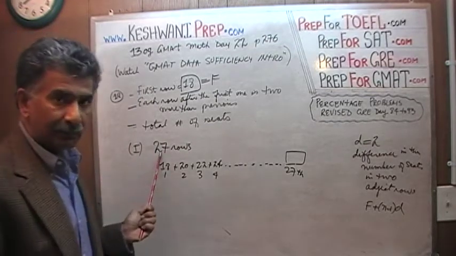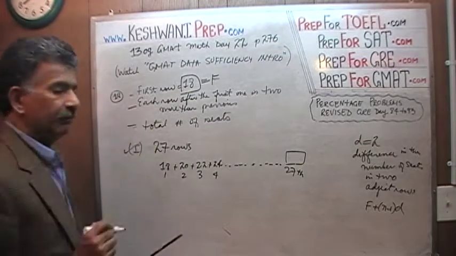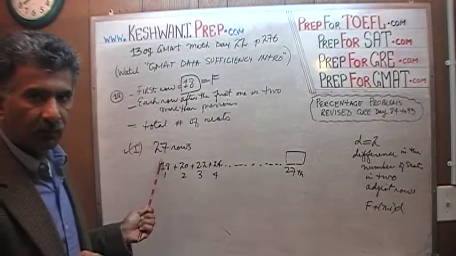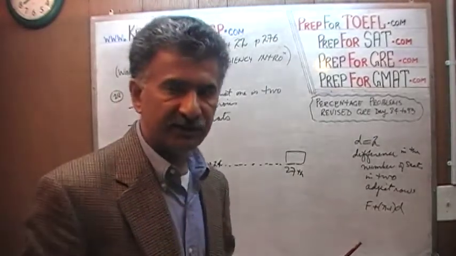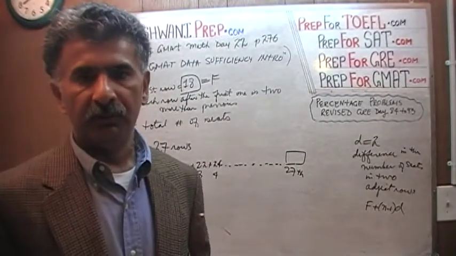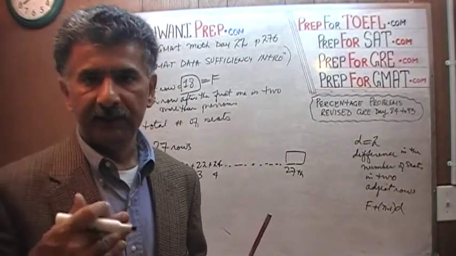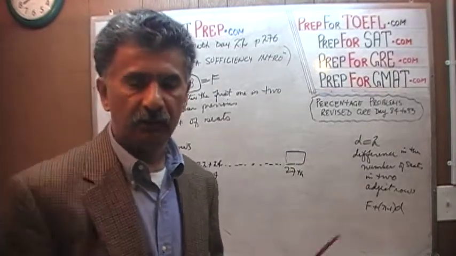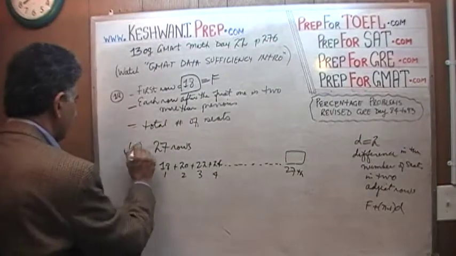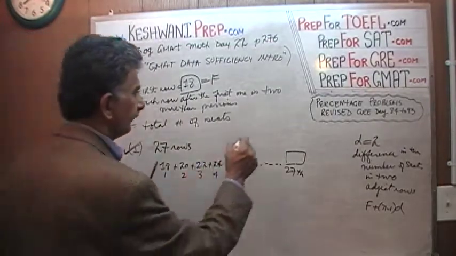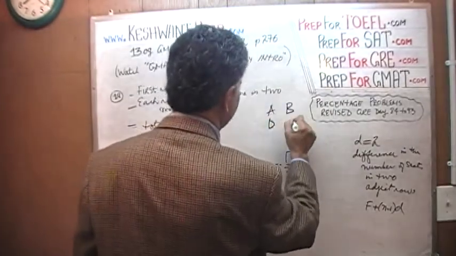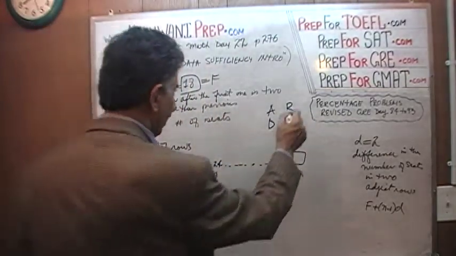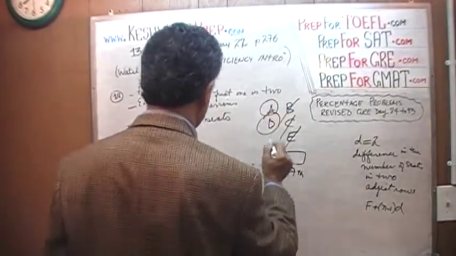So knowing that there are 27 rows is enough. We can answer the question. The question is how many seats there are, and knowing that there are 27 rows and each row goes up by 2 seats each time, obviously, as long as we know the number of rows, we can add them up. 18, 20, 22, 24, 26, 28, 30, and so on and so forth, until we get to the 27th row, add them all up, and that's our answer. It can be done. First statement by itself is enough. A, D, B, C, E. Now that we found out that the first statement by itself is enough, the answer cannot be B, C, or E. It's got to be either A or D.